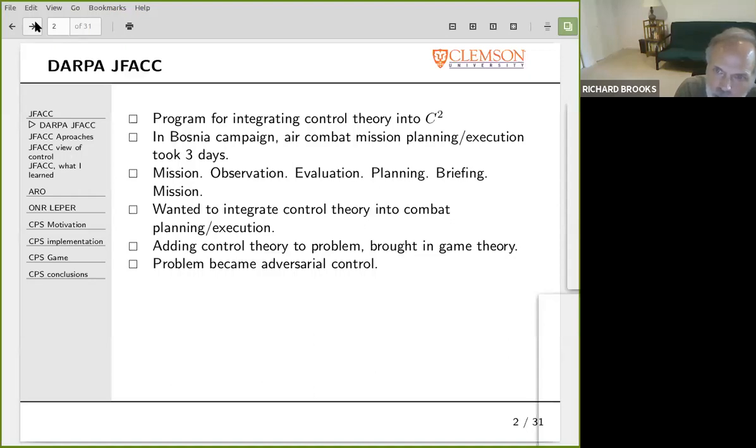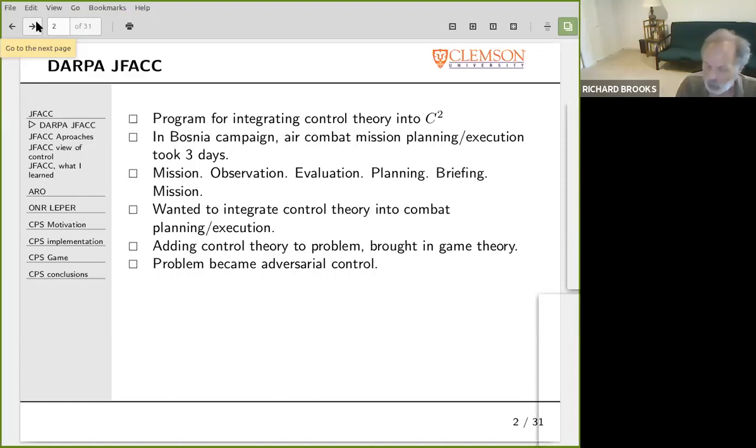DARPA started the JFACC program because they wanted to integrate control theory into command and control. Traditionally, command and control technologies were basically communications. But they noticed in air combat, in the war in the former Yugoslavia campaign, that air combat mission planning and execution took 3 days on average.